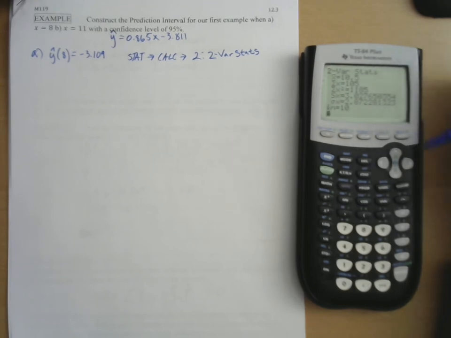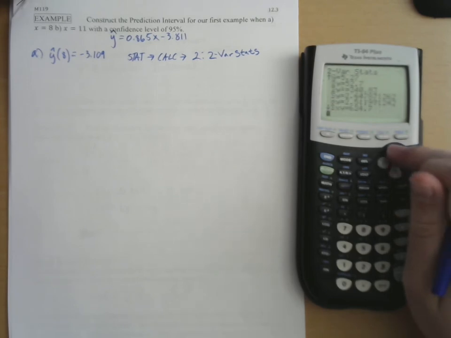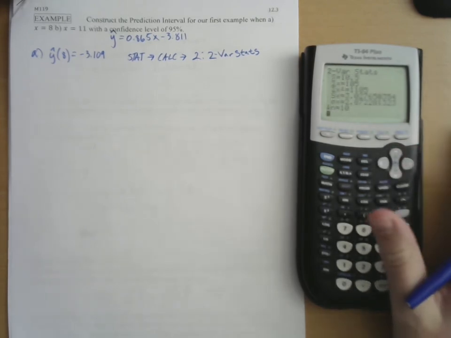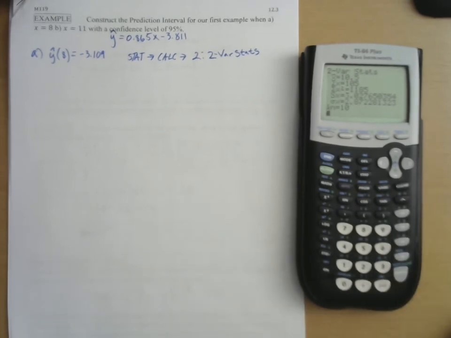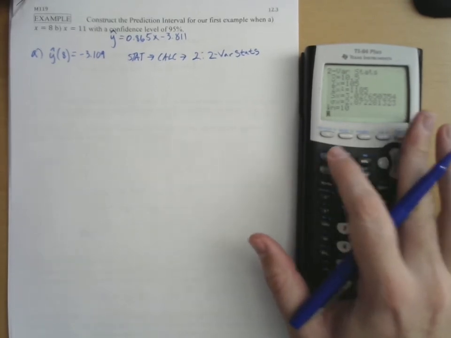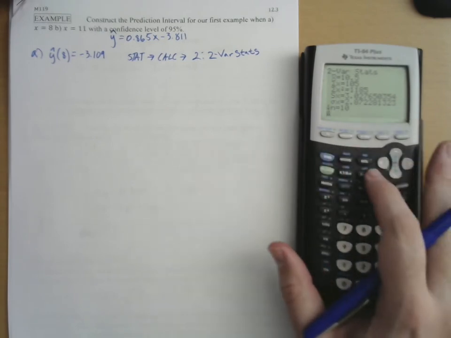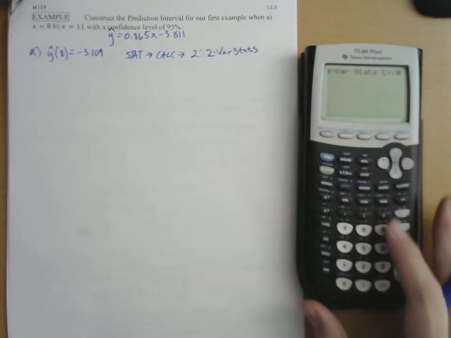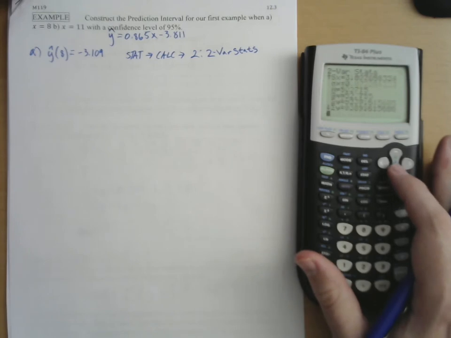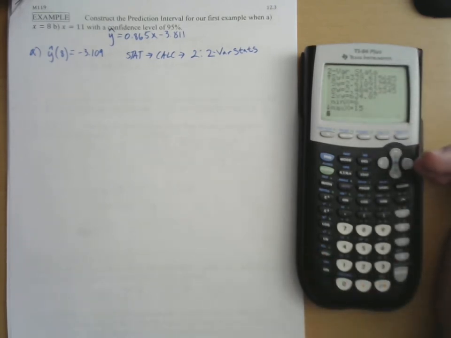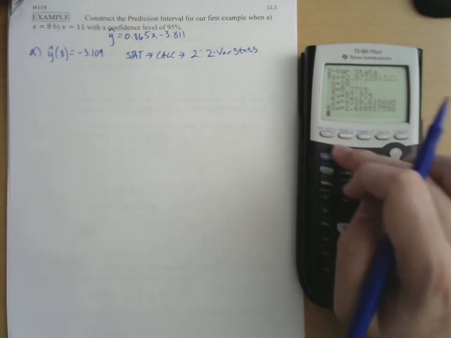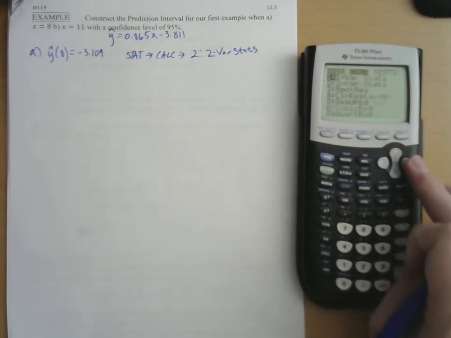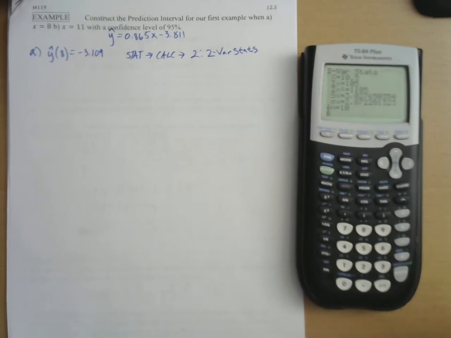If you want to change your stats, you can. But all of the things we need are based on X, and then it gives us some Y stuff, and we need some of that Y value. You can change what lists you use: Stat, down to 2-Var Stats, I can choose list 1 and then put a comma and do list 3, and it will give me stats on list 3, which currently is the predictions. But I don't want that, so I'm going to quit. I just want list 1 and list 2.